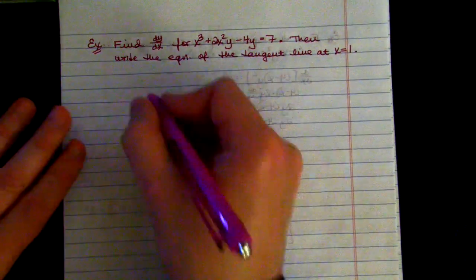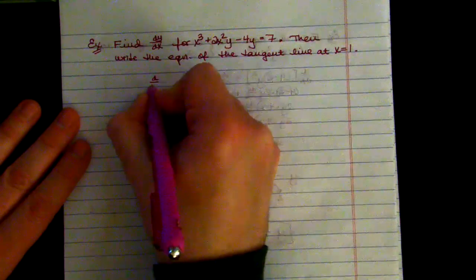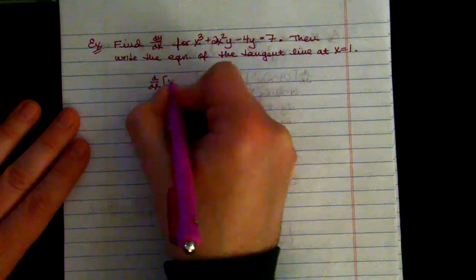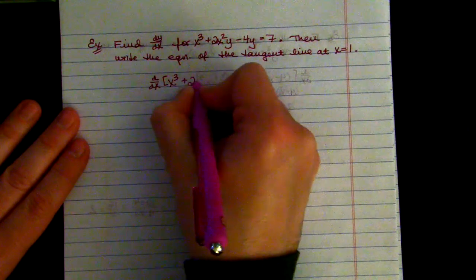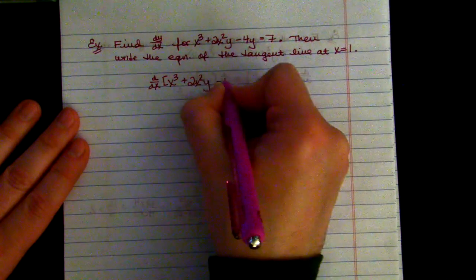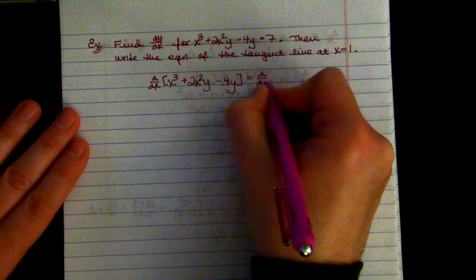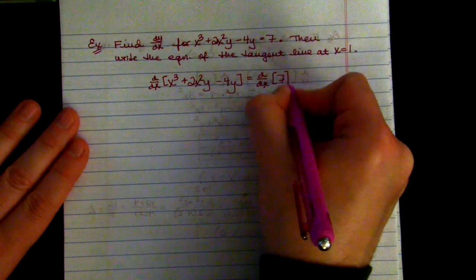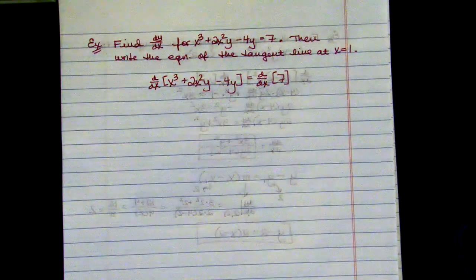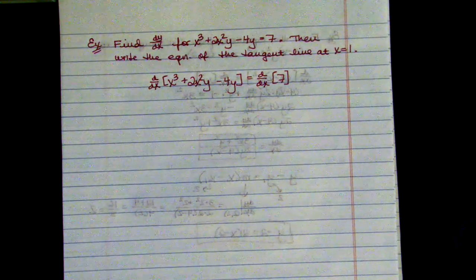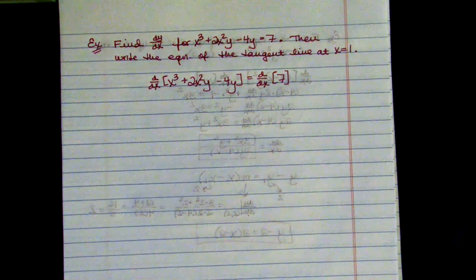Okay, well, we need to go find the derivative. I'm going to do the derivative of x cubed plus 2x squared y minus 4y, and I'm going to say that equals the derivative of 7. I feel like at this point, you should probably be able to handle your derivative. So the video is going to pause, go find the derivative, and finish the whole thing off. Solve it for dy/dx.